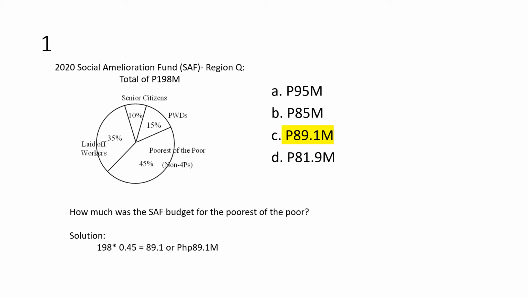So this will correspond to 45%, which would be 198 times 0.45 equal to 89.1 or 89.1 million.